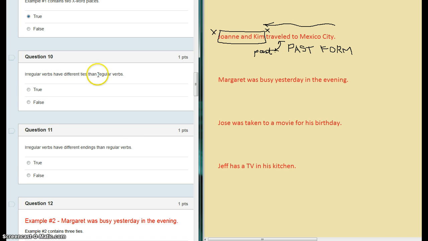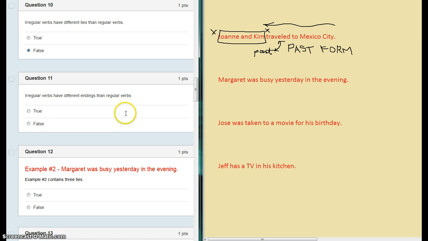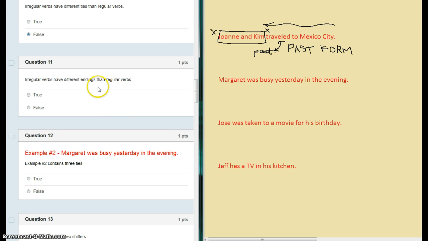Irregular verbs have different ties than regular verbs. That's completely false. All verb forms have the same ties, although some verb forms are irregular, and that only means they don't form the past forms with ed or the DTN form with ed. They have changes in spelling or pronunciation, or there's no change even in fact too. Question number 11. Irregular verbs have different endings than regular verbs. That's true.